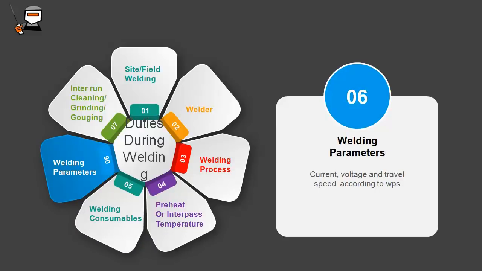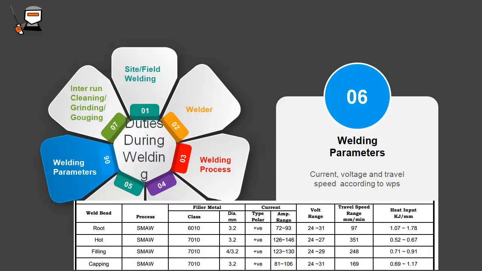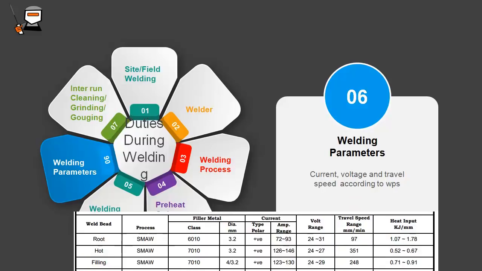Welding parameters. Welding parameters, meaning current, voltage, and travel speed, should be according to the WPS. In this image you can see the current for every pass. According to this WPS, current for the root pass should be within 72 to 93 amperes, 126 to 146 amperes for the hot pass, 123 to 130 amperes for filling, and 81 to 106 amperes for capping. Column for voltage. Voltage should be maintained within 24 to 31 volts for root, 24 to 27 volts for hot pass, 24 to 29 for filling pass, and 24 to 31 for capping. And this is the column for travel speed for every pass.